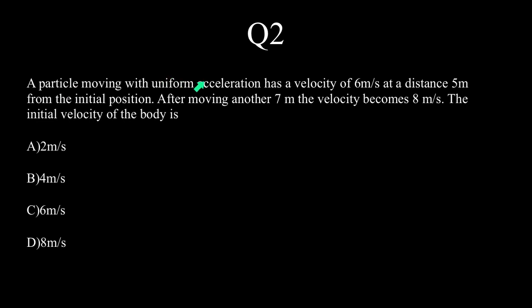A particle moving with uniform acceleration has a velocity of 6 meter per second at a distance 5 meter from the initial position. After moving another 7 meter, the velocity becomes 8 meter per second. The initial velocity of the body is.